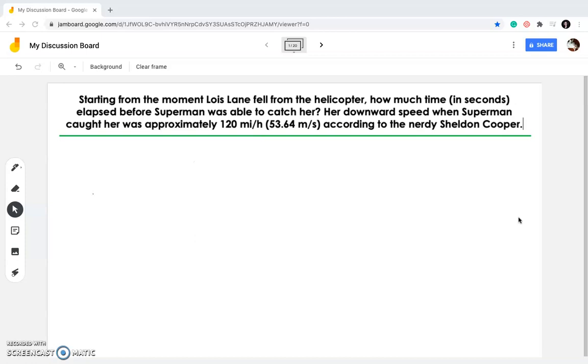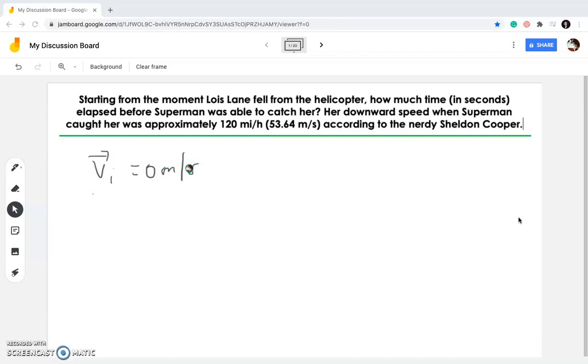So let's start analyzing this. Starting from the moment Lois Lane fell from the helicopter, how much time elapsed before Superman was able to catch her? Now, we can assume that this is case 1, dropped free falling body, because the initial velocity is obviously zero. The problem doesn't tell us that Lois Lane was propelled downward by someone or something. So we can say that she just fell out of the helicopter, and therefore we can assume that the initial velocity is in fact 0 meters per second.